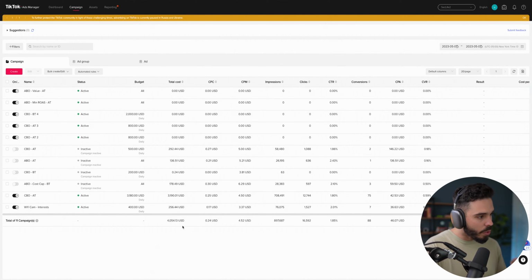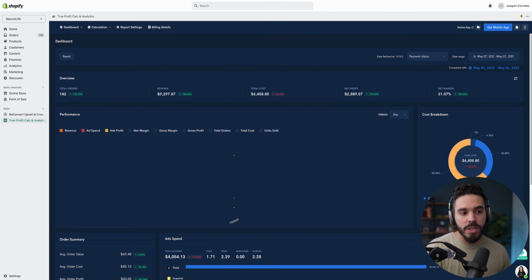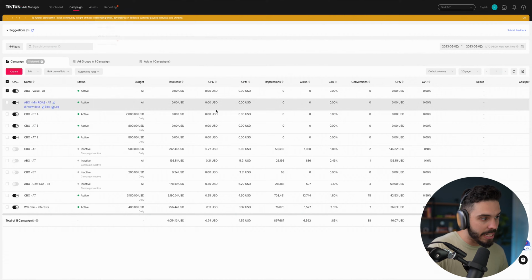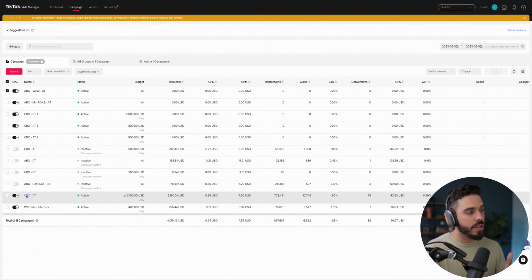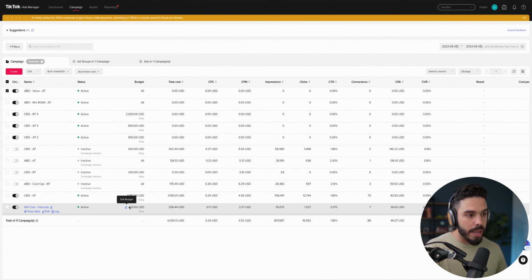Now, we could see that yesterday. So yesterday we spent $4,054 on ad spend, and we could see here that on TikTok yesterday we spent that same amount. And really the majority of this came from an individual CBO campaign, which is really phase 1 of us starting to scale. And that is spending a lot of money on CBO campaigns that are performing.